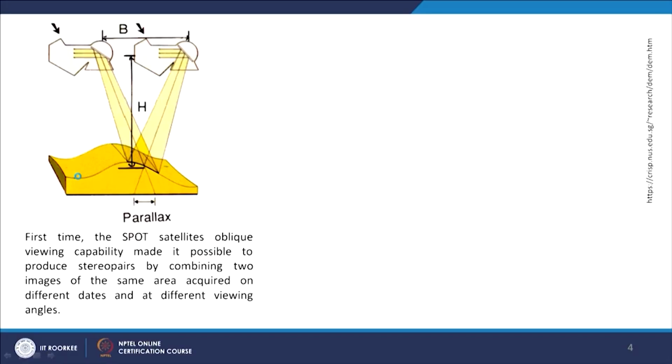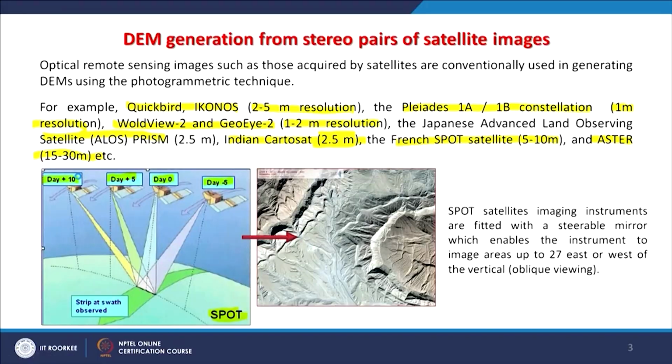But I also mentioned in the previous lecture that our Cartosat does not look sideways; it looks fore and aft, meaning in forward and aft mode, in which you do not have to wait for another overpass to complete the stereo pair. The stereo pair is generated within a few minutes during a single overpass.